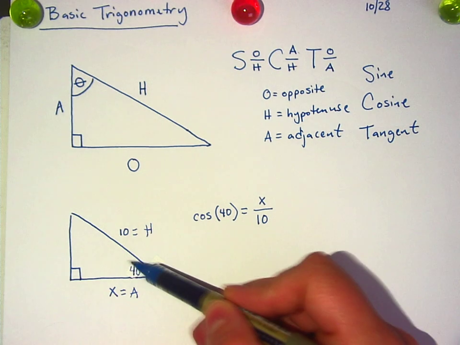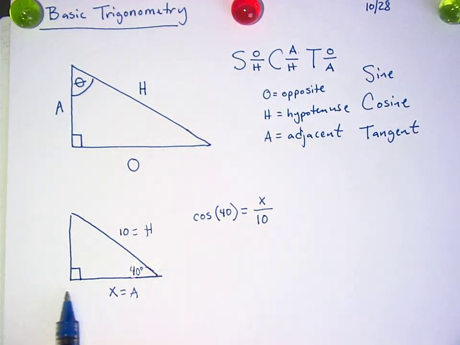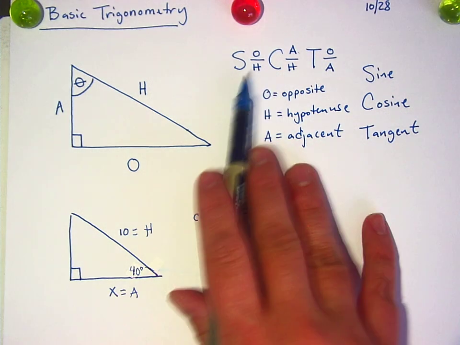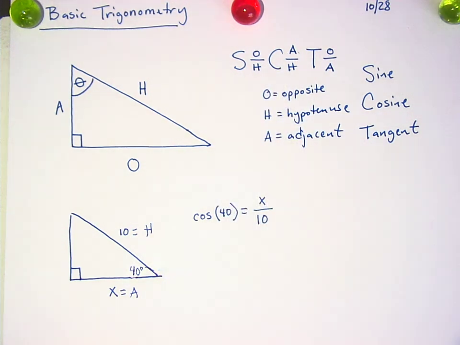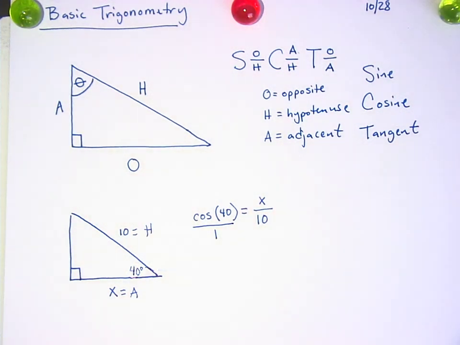Because for this angle, I had the hypotenuse, which was 10, right? And I had the side right next to it, the one I was trying to find, which is x. I don't even care about that opposite side over there. So then I looked over at SOHCAHTOA, and I saw that the one that has adjacent and hypotenuse is the one I want.